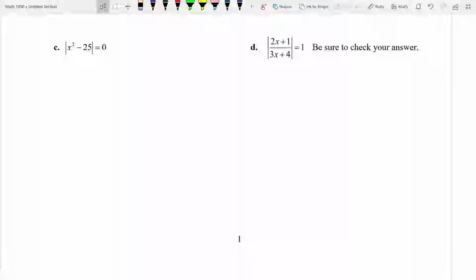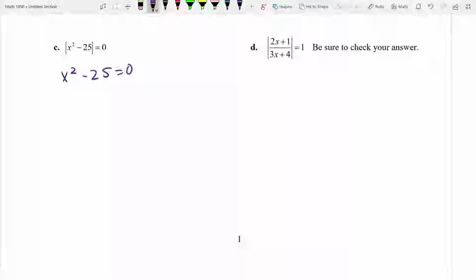Question C, get the absolute value alone. Done. Split it into 2. You guys, that would mean x squared minus 25 is 0, and x squared minus 25 is -0. That's silly. We know there's no such thing as -0, right? So you're actually only just going to have 1. So it's x squared minus 25 equals 0.